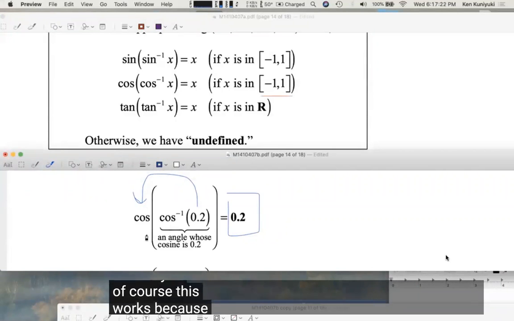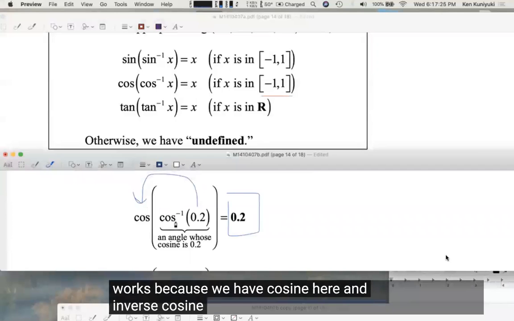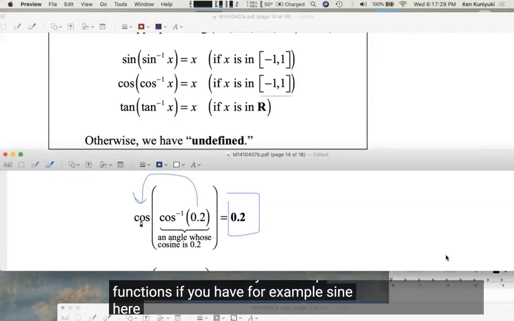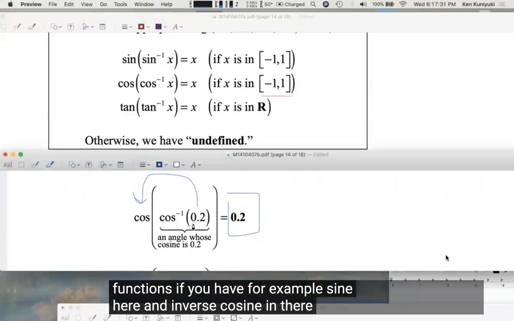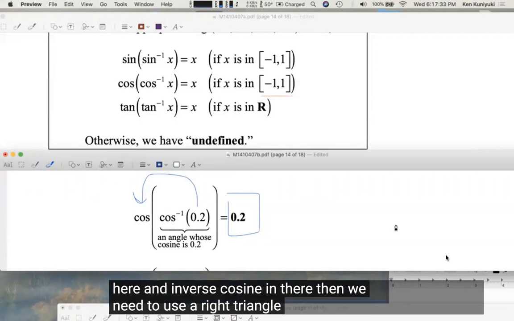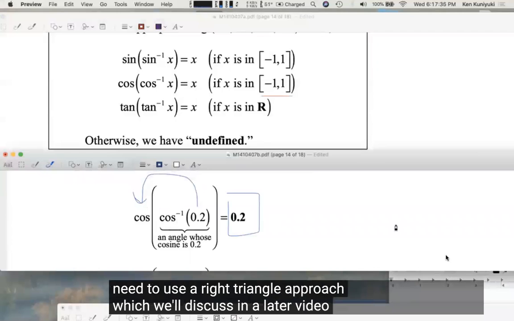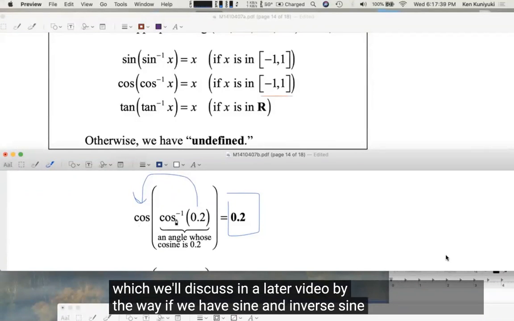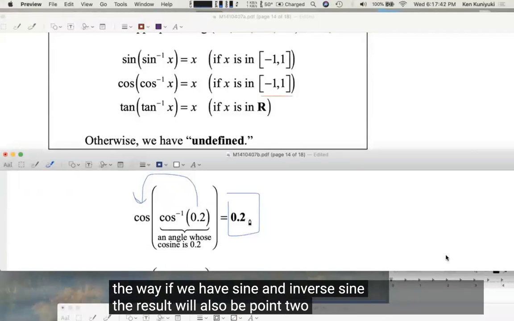Of course, this works because we have cosine here and inverse cosine there. If you mix up functions, if you have, for example, sine here and inverse cosine in there, then we need to use a right triangle approach, which we'll discuss in a later video. By the way, if we have sine and inverse sine, the result will also be 0.2.